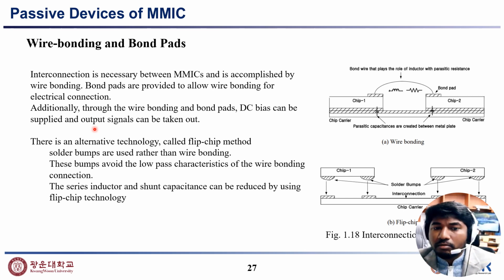Solder bumps are used rather than wire bonding, and this bump avoids the low pass characteristics of the wire bonding connection. The series inductance and shunt capacitance can be reduced by using this flip-chip technology. And here you can see two types of interconnection technology. One is wire bonding and another is flip-chip technology.